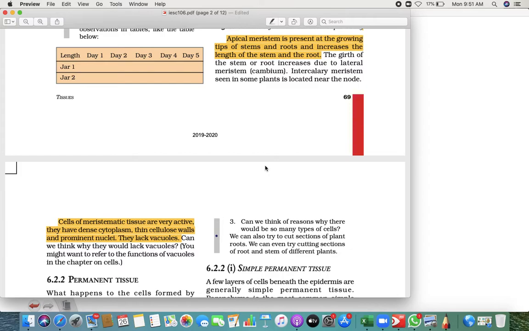Now do you know why they lack vacuoles? See, vacuoles stop the cell from dividing. Those cells get divided. How can they increase in size? They will divide the cells. The cells get divided, so the tissues will multiply and the length or size will grow, right? But if the vacuole is there, it will stop them from multiplying. So that is the reason they do not have vacuoles. And what do vacuoles do? They store nutrients which are not required right now.